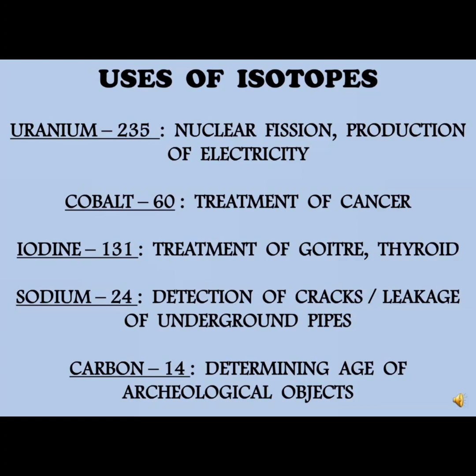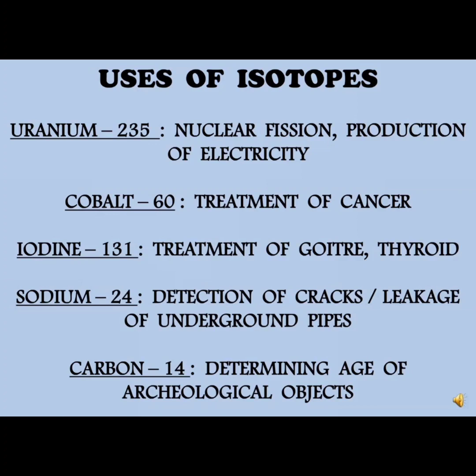You must have seen when constructions of roads are going on, then there are large pipes which are put underground for carrying water from one place to another. But how will we know if those pipes are fine, if they are not damaged, if they are not having cracks, if there is no leakage anywhere? That can be found out with the help of isotope sodium-24.